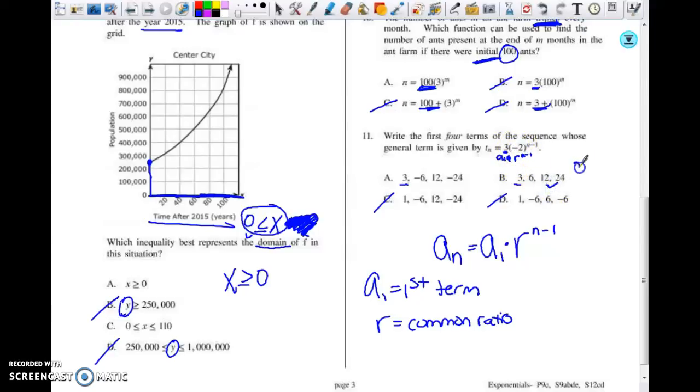So remember, you divide: 24 divided by 12 is 2. 12 divided by 6, that's 2. This one, negative 24 divided by 12 is negative 2. So which one has a common ratio of negative 2? And that's how you find your answer here, okay?